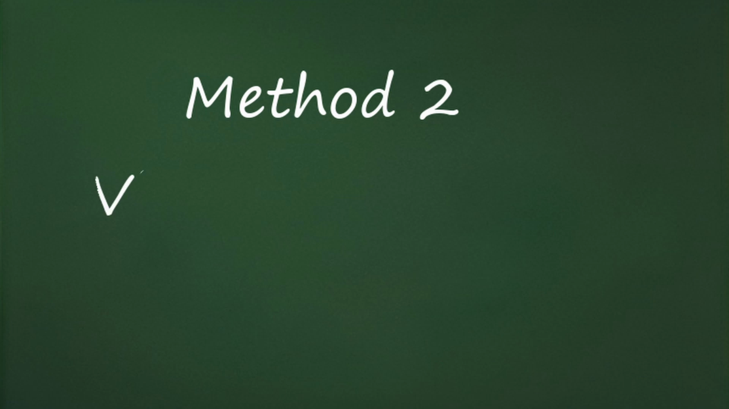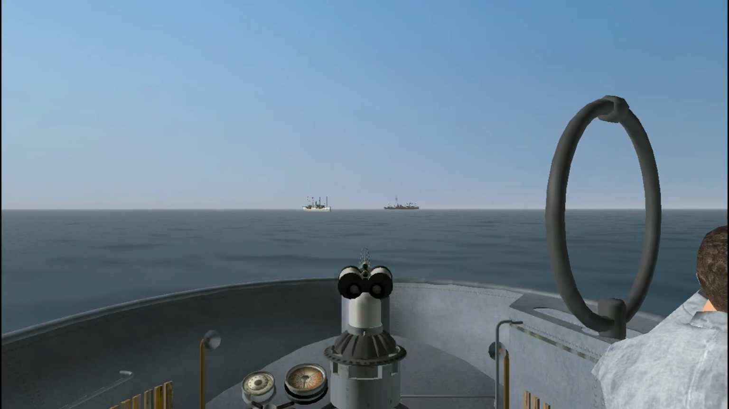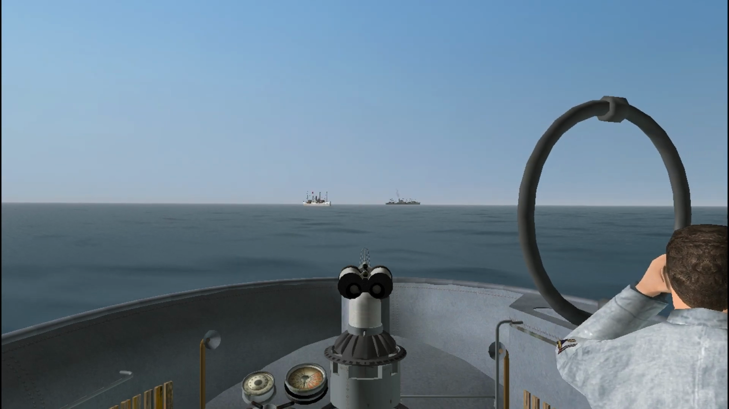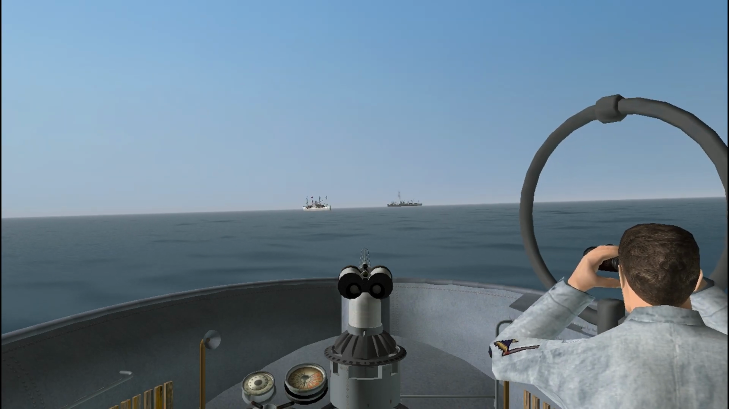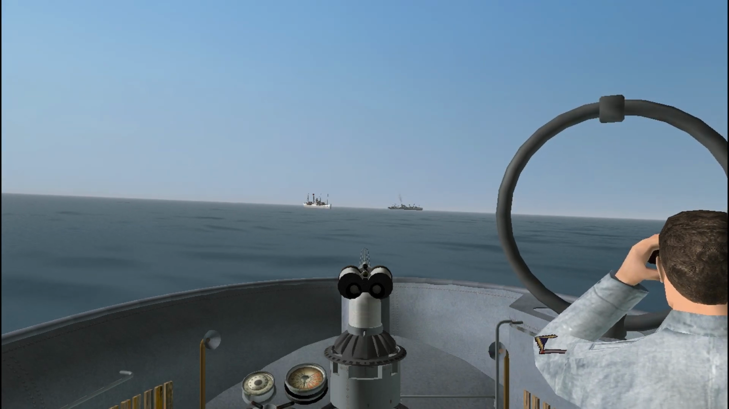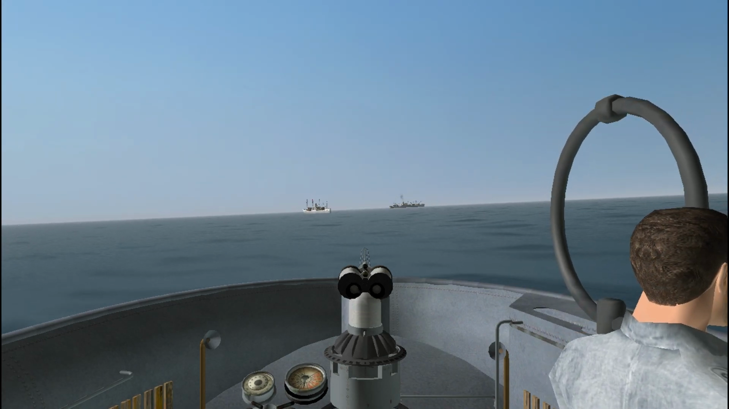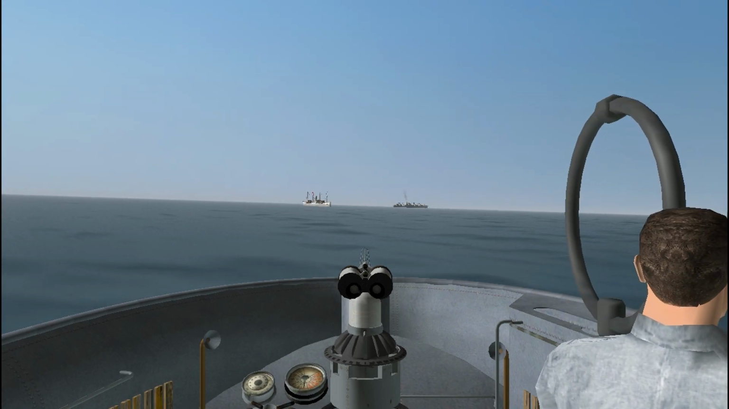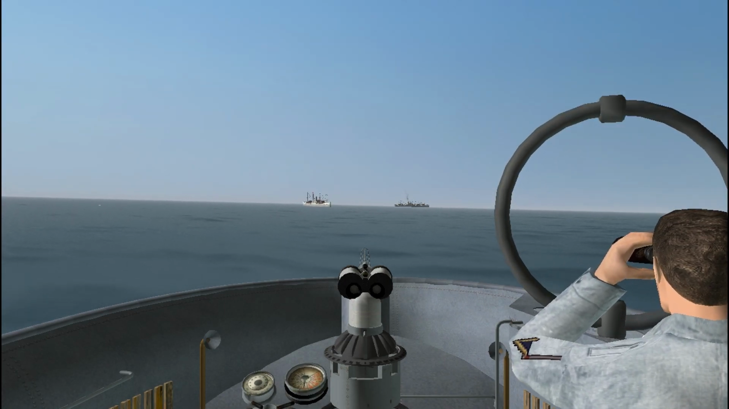Method 2. Visual estimation. The visual estimation method can be very easy and also very difficult. For example, if you manage to perfectly align your sub in a parallel course, you then know for a fact that the target is holding the same heading as you. However, perfectly matching his speed may prove problematic, either due to bad weather or because the target is reducing or increasing his speed throughout the journey.